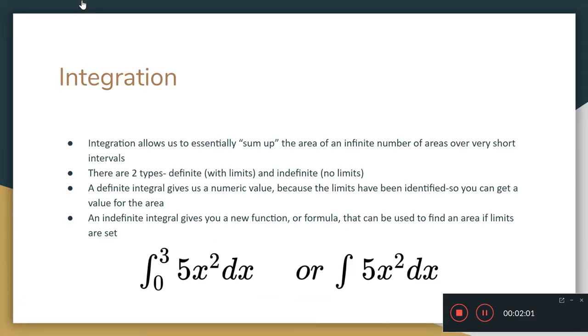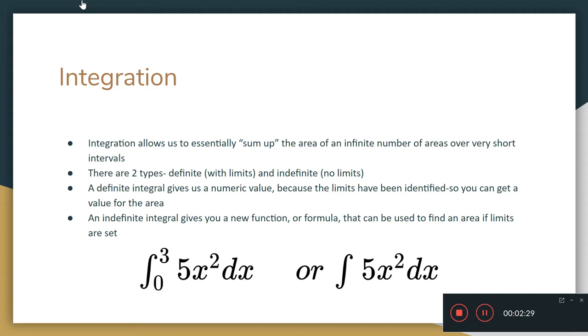So it allows us to sum up the area of an infinite number of areas over very short intervals. And there's 2 types: a definite, which is with limits, and indefinite, which doesn't have a limit. A definite integral gives us a numeric value because the limits have been identified, so we can get an actual value for the area. Whereas an indefinite integral gives you a new function or formula that can be used to find an area if limits are set.